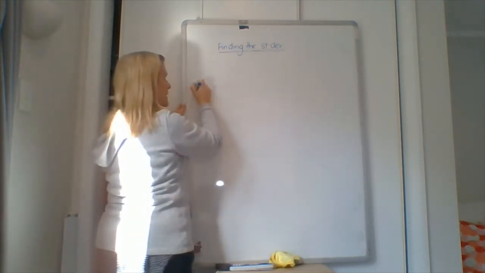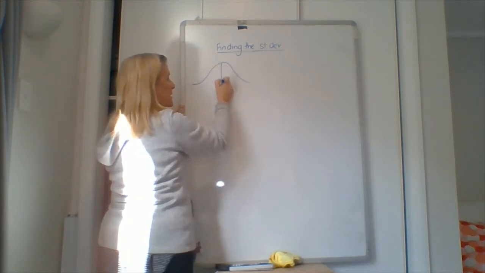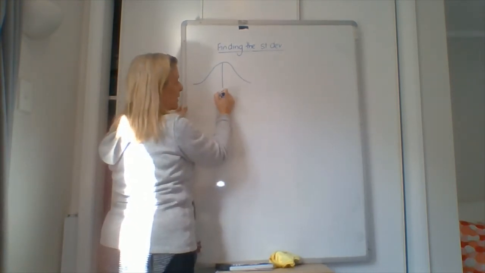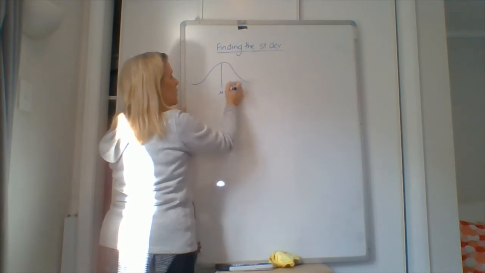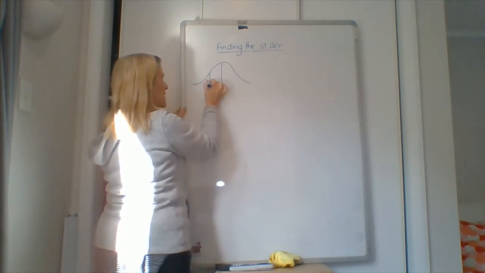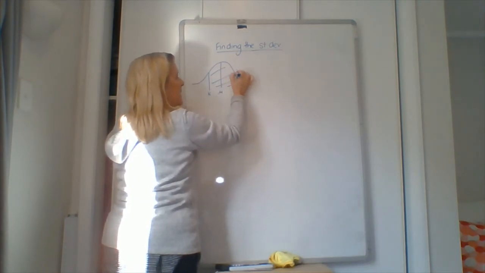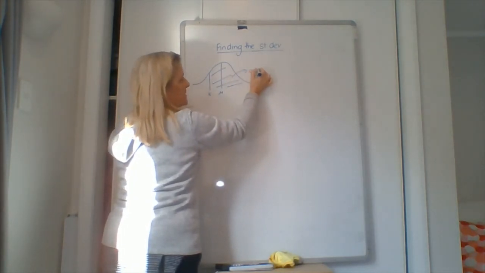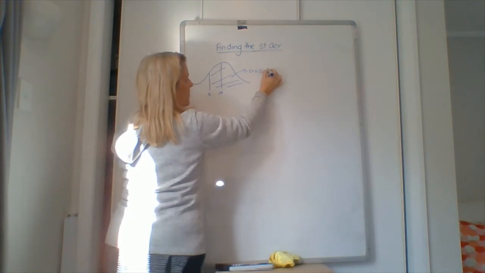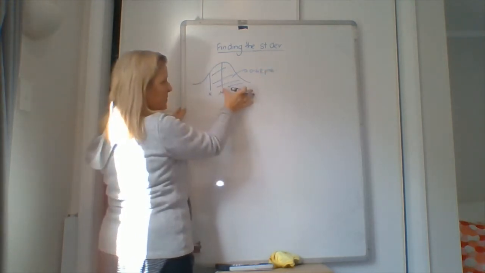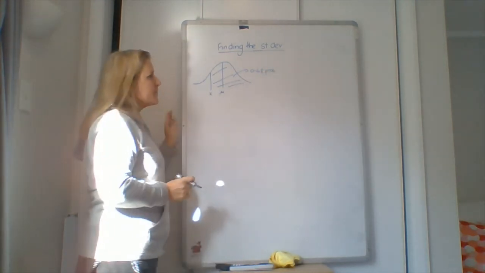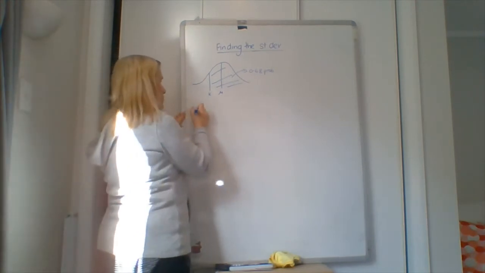Again, here's our picture. This time we're going to know the mean, and we're going to know a value. Let's say we know this one this time. We're going to know that all of this probability equals 0.68. It's the probability, 50%, 18%. So what would the question look like?